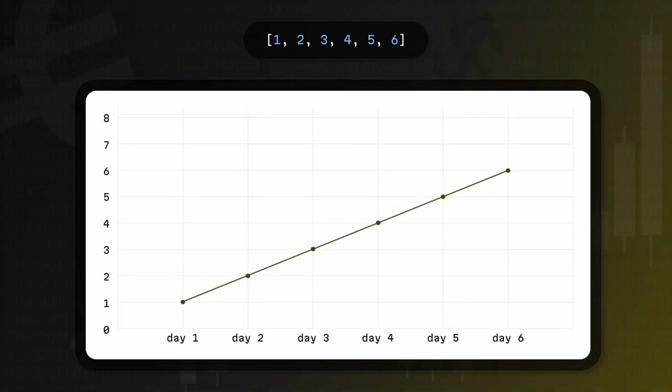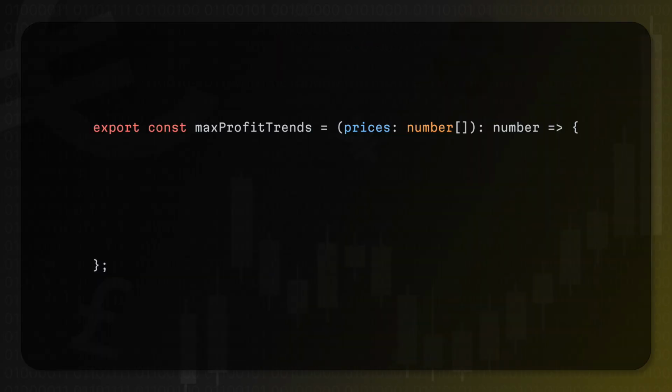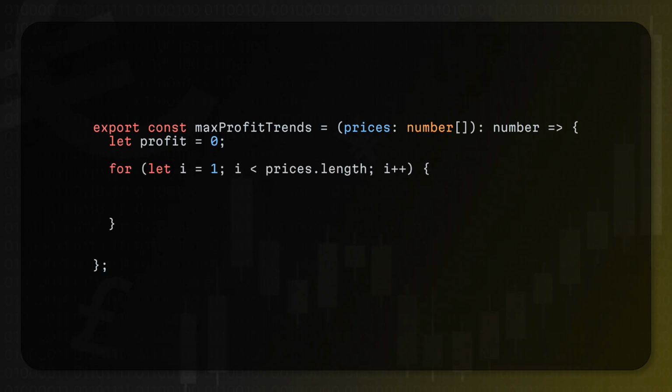Instead of trying to find every peak after a dip, we can just move through the array and add up the profit each time the price rises. As in the previous solution, we start by creating a variable called profit, which will store the maximum profit we earn. Then we loop through all the elements in the array, but skip the first element.